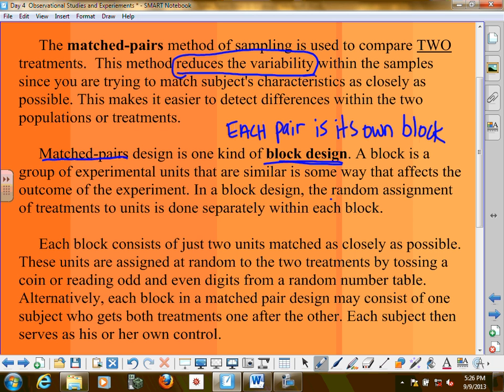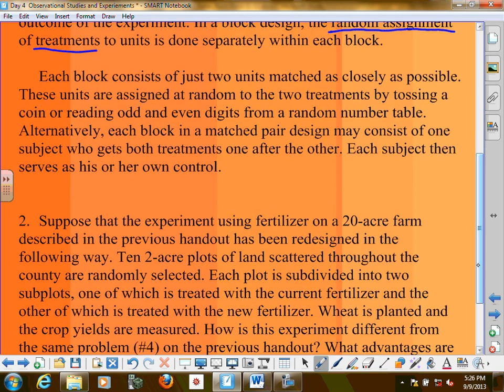And then you take each pair and you will randomly assign one in the pair to a treatment, and then the other in the pair gets whatever else. All right. So each block consists of only 2 units, only a pair. They are matched as closely as possible. Then these units are random.